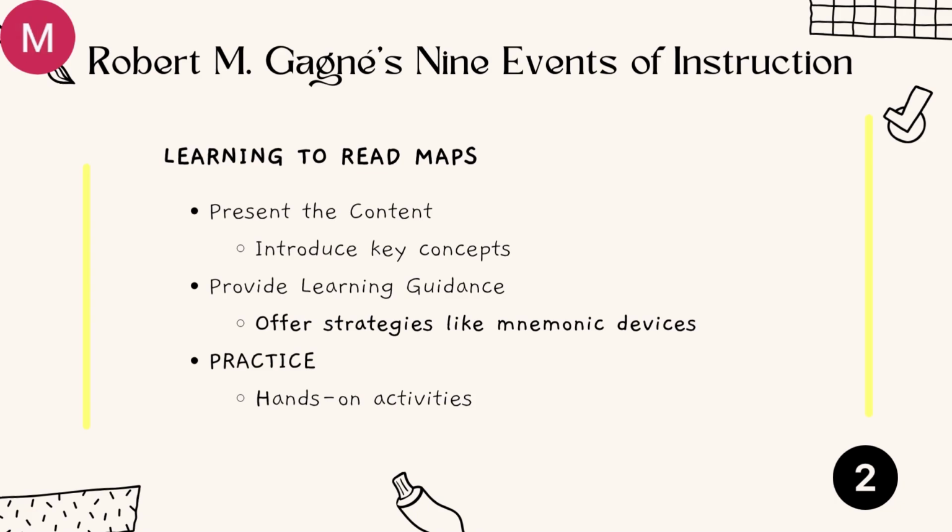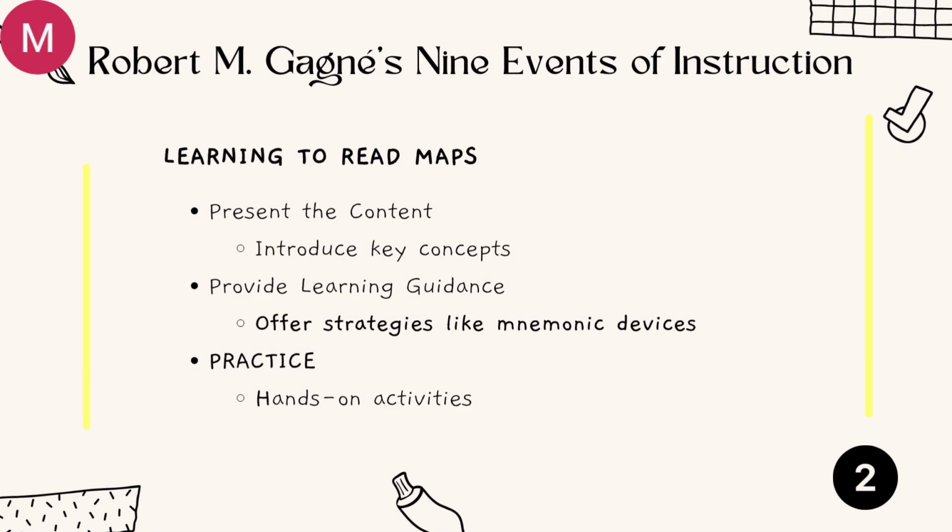Following, I will introduce those key concepts like map symbols, compass rose, and the concept of a scale through different materials like a physical map and also digital resources. Next, I'll offer those mnemonic devices like never eat soggy waffles in order to remember those compass directions: north, east, south, west.